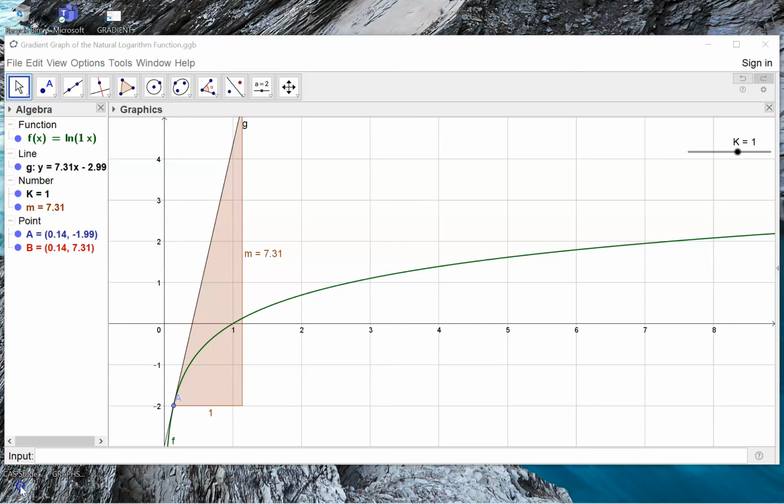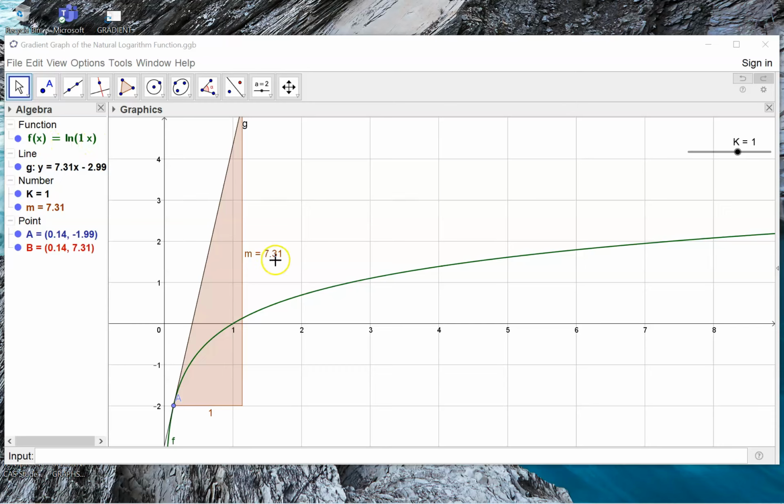In this video, we're going to look at gradient graphs for natural logarithms. Remember, natural logarithms means that the base is Euler's constant e, so 2.7. First of all, we've got the natural logarithm of x.